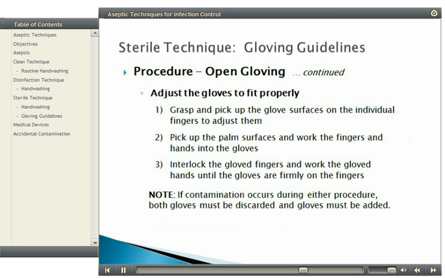Adjust the gloves to fit properly. 1. Grasp and pick up the glove surfaces on the individual fingers to adjust them. 2. Pick up the palm surfaces and work the fingers and hands into the gloves. 3. Interlock the gloved fingers and work the gloved hands until the gloves are firmly on the fingers. Note, if contamination occurs during either procedure, both gloves must be discarded and new gloves must be put on.